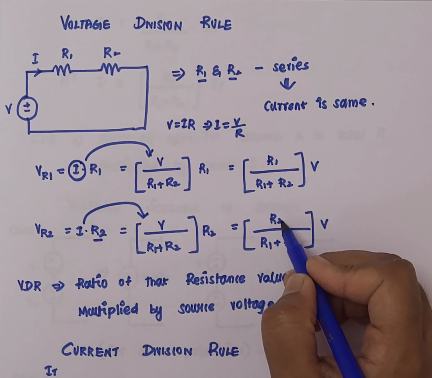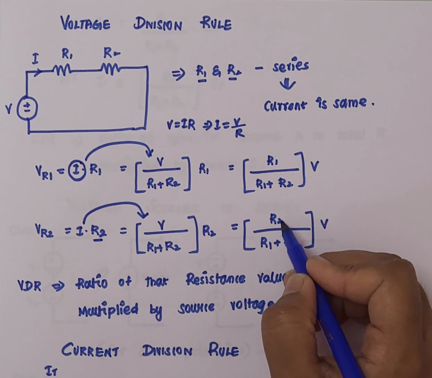So the voltage division rule is nothing but the ratio of resistance value to the total resistance. This is the equation for VR2. It is equal to the ratio of the resistance value to the total resistance value multiplied by the source voltage. Since we have R2 here, the same resistance is considered for the numerator, divided by the total resistance, which is R1 plus R2, multiplied by the source voltage, which is nothing but V.